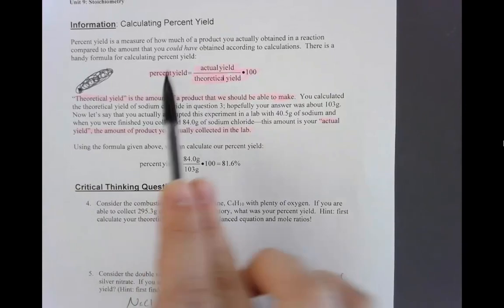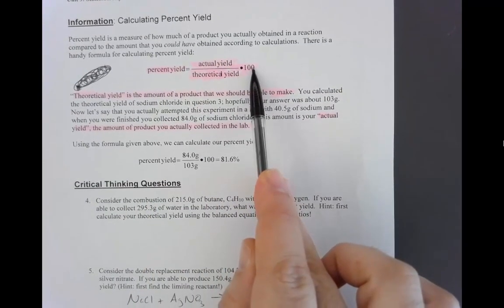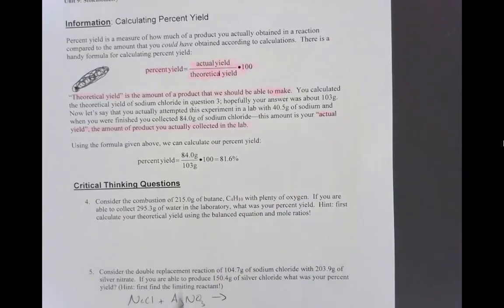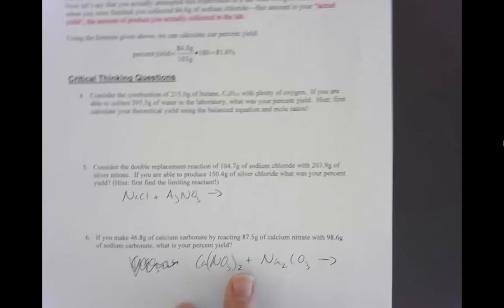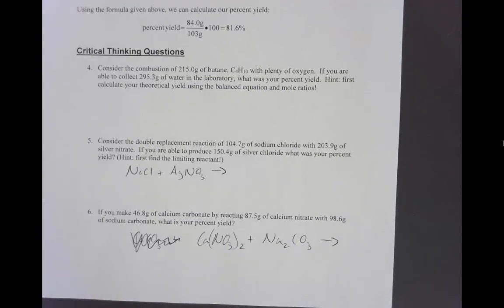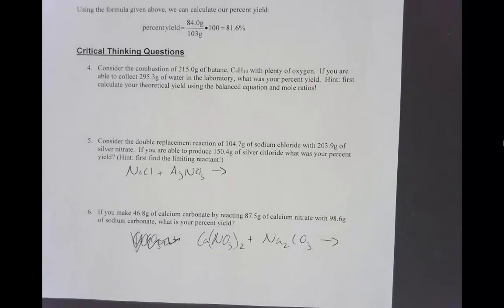The percent yield formula is the actual yield minus the theoretical yield times 100. So they did calculate the percent yield from question 3. However, I wanted to just talk about it and show you guys and solve question 4. That way you can model 5 and 6 after what I do in 4.